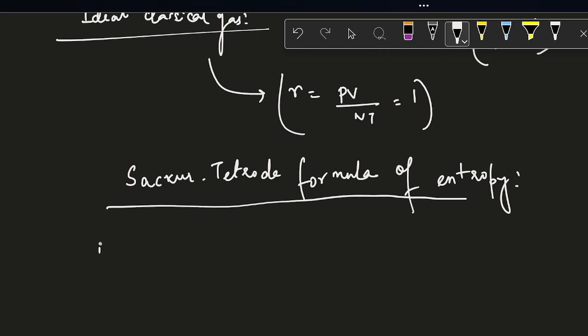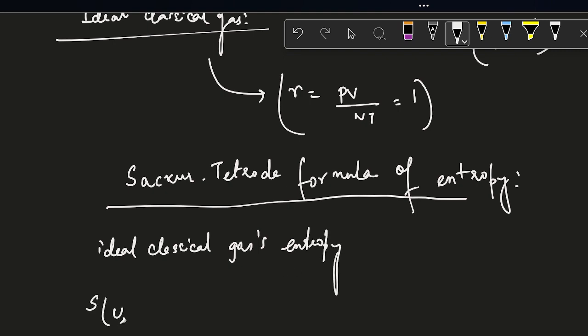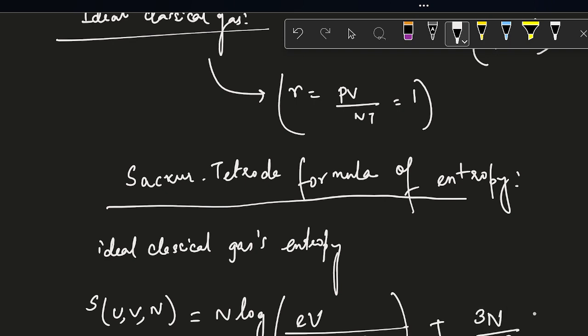So the formula for the ideal classical gas's entropy is given by S of U, V and N equal to capital N times log of EV divided by N A Q, plus 3N by 2 times log of U by N times m E A squared by 3 pi h cut squared.